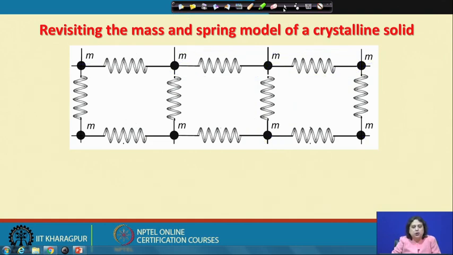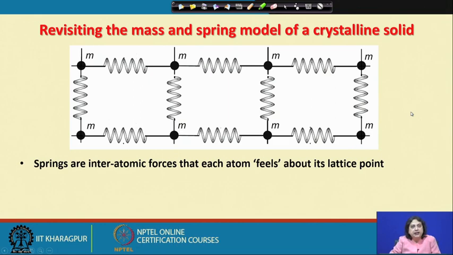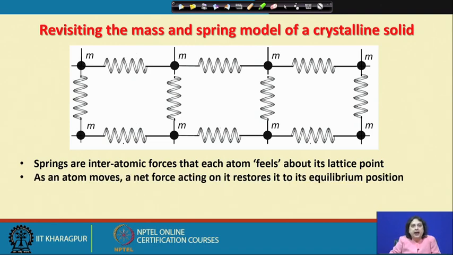Now, in this model, the springs are the interatomic forces that each atom feels when it is sitting at its lattice point. Therefore, if any of these atoms wants to move, there will be a net force acting on it that will restore this atom to its equilibrium position. So, when you supply thermal energy to the system, these atoms have some excess thermal energy at their disposal, which they are going to use to execute this motion. But the moment they start moving, there is a restoring force acting on it, putting it back to its original position.